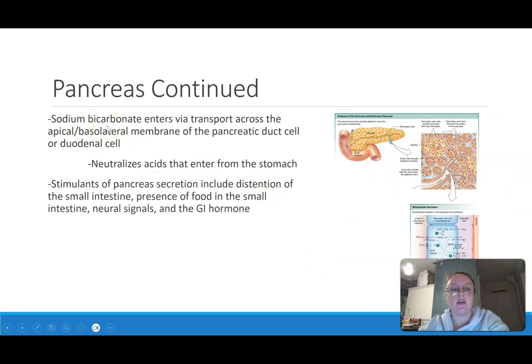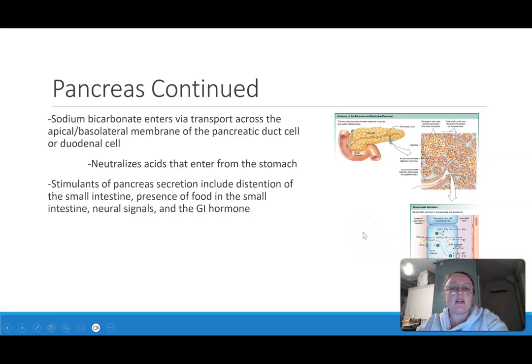Next, the other digestive secretion is sodium bicarbonate, and this enters via transport across the apical and basolateral membrane of the pancreatic duct cell or duodenal cell, and its job is to neutralize acids that enter from the stomach. As I brought up earlier, the pancreas is very close to the small intestine. They're butting up right against each other. And so it makes this transport across the membrane, as shown down here in the right-hand corner, easier to diffuse across the membrane. So there's diffusion and active transport going on here.